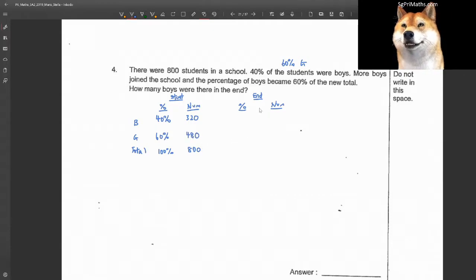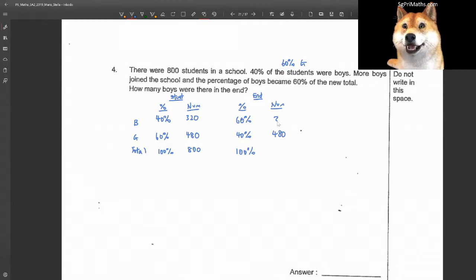480. Okay, so some boys join the school, but we don't know how many, so it's a question mark, but we know the boys became 60%. On the other hand, for girls, we know that the number remained the same, and the percentage should become 40%, because the boys are 60%. So 100 minus 60% gives you 40%.